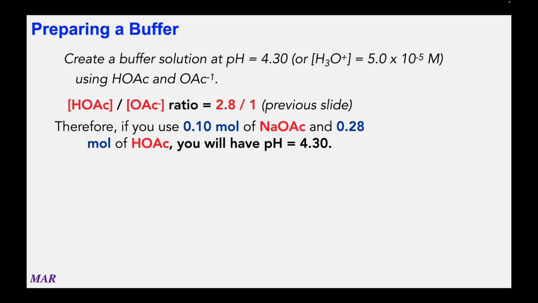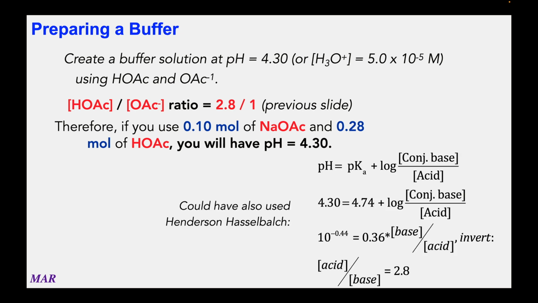Let's say that we have 0.10 moles of sodium acetate and we have 0.28 moles of acetic acid. You should have a pH of 4.30. And that's kind of the idea here. Once you find the ratio, in this case it's acid over base, you can then find the ratio you need of the base to the acid, acid to the base, stuff like that. Now, to be honest, I probably would have used the Henderson-Hasselbalch equation here because I'm just the HH guy.